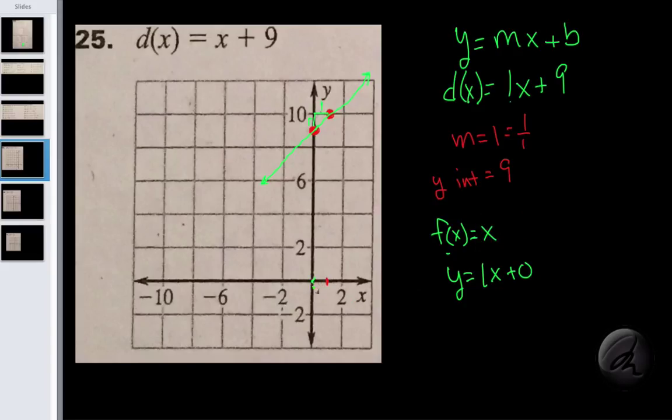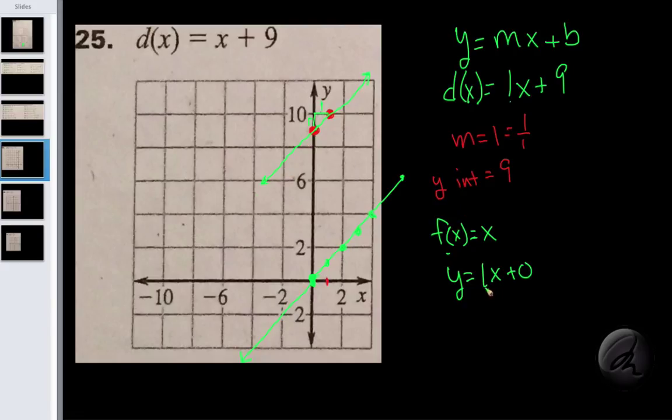So that means this particular graph is going to have an intercept of 0, and it's going to go up 1, over 1. Up 1, over 1, up 1, over 1, up 1, over 1. So this line looks something like this. So how would I compare this line with this one?